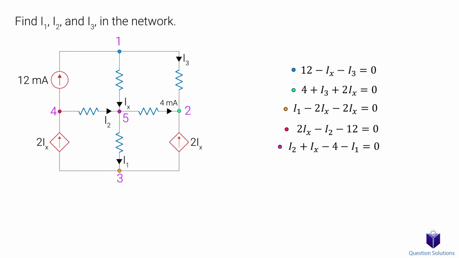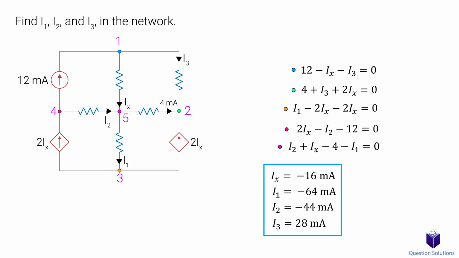Now you can solve the equations any way you like, substitution, elimination, whatever you're comfortable with, but if you like to see how it was solved, please see the description of the video. We get these values for our currents, and those are our answers. The negative signs indicate that the directions given for the currents were opposite to what they really are.